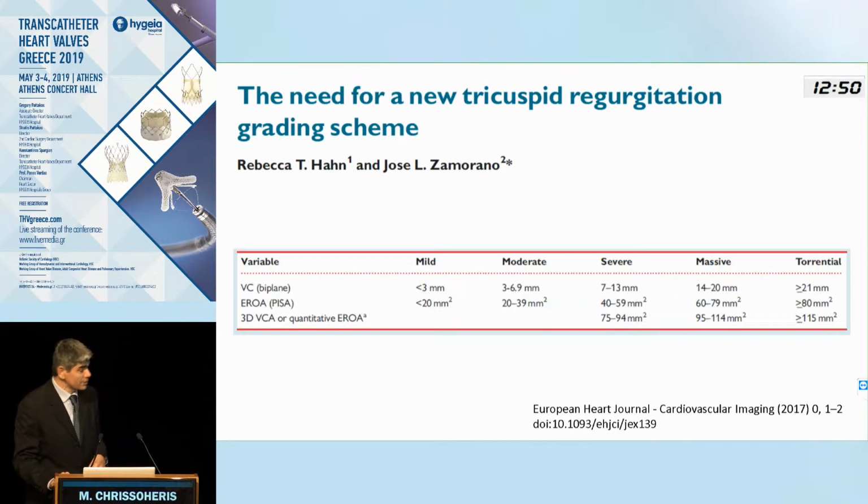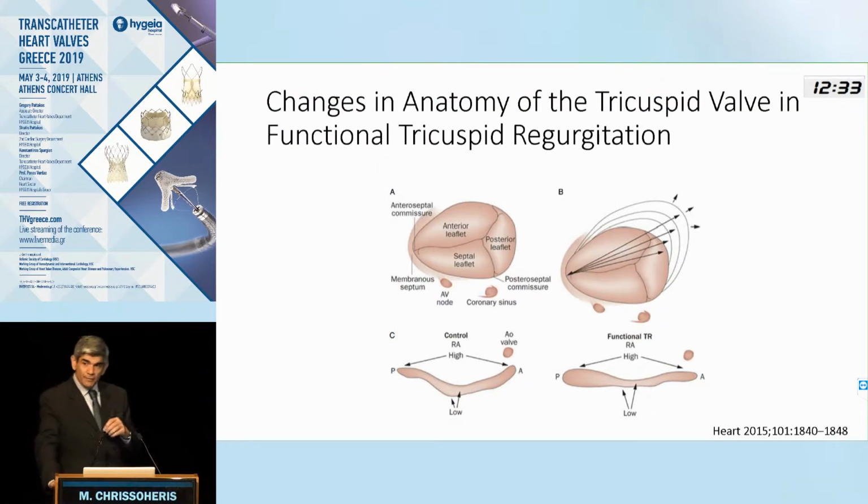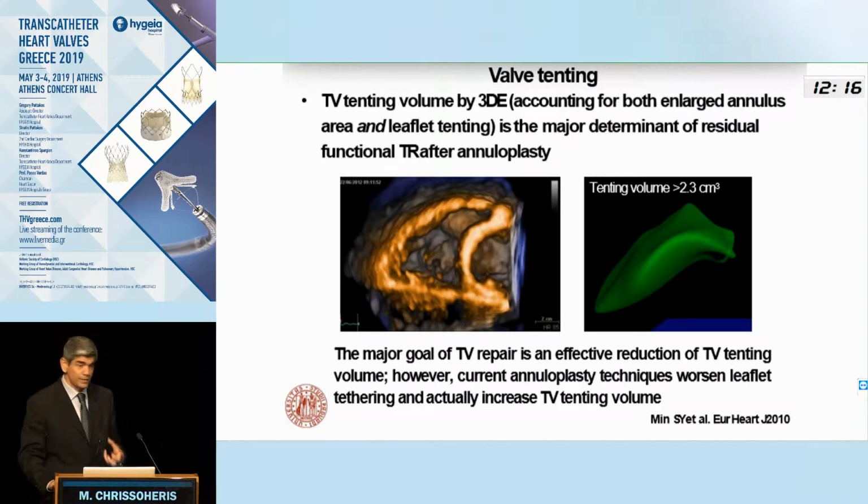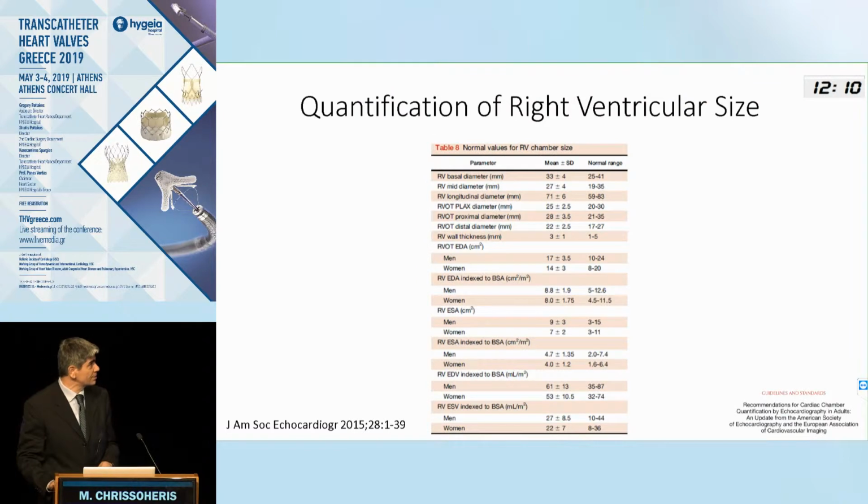Rebecca Hahn and Jose Zamorano proposed an extension to the grading of tricuspid regurgitation to include massive and torrential, incorporating measures from 3D vena contracta area. In addition, we know that for patients who have severe tricuspid regurgitation, part of it is because of severe annular dilatation, and the tricuspid annulus becomes more planar. As this happens, the coaptation decreases between the leaflets. There is further tenting of the leaflets towards the right ventricle, and that leads to worsening tricuspid regurgitation.